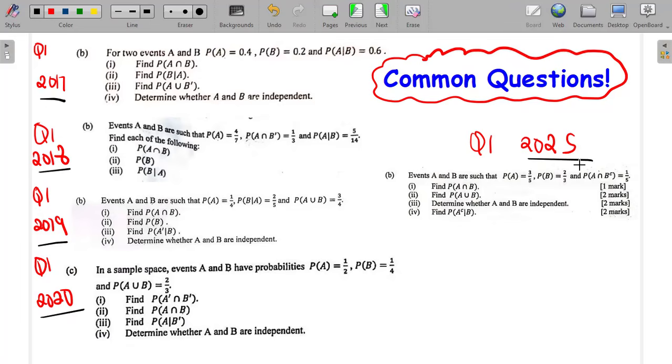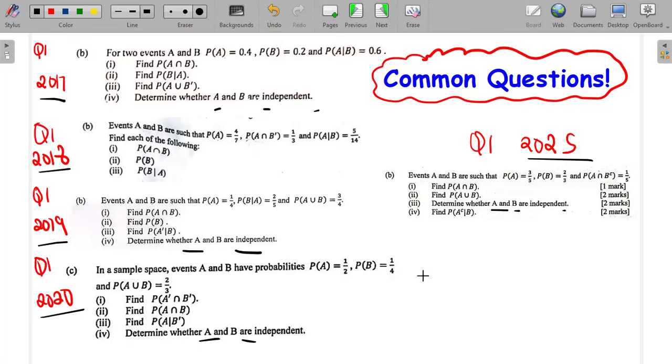You can see that a question on probability of events is usually common, because from 2017 we had one, 2018 there is one, 2019, 2020, even 2025. We still have the same question where they're asking to determine whether events A and B are independent. You can see the questions are the same.